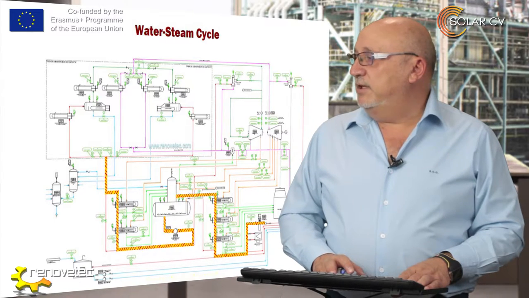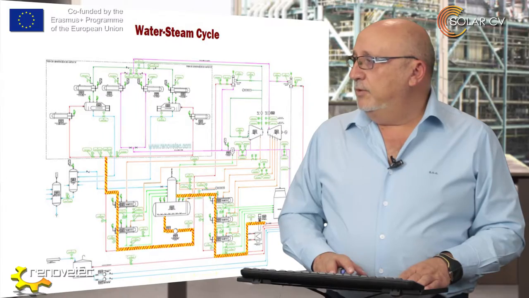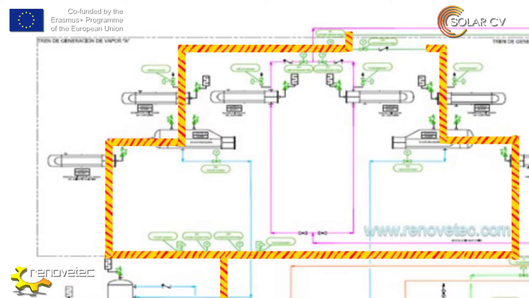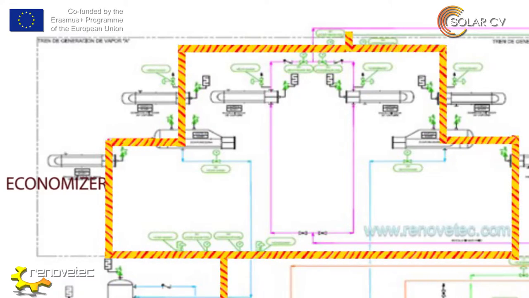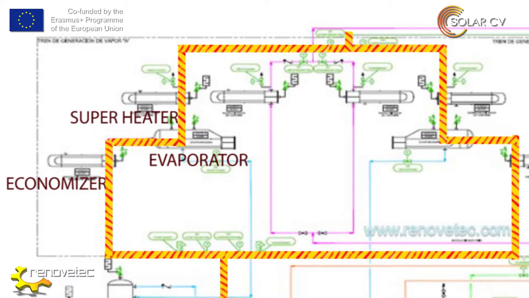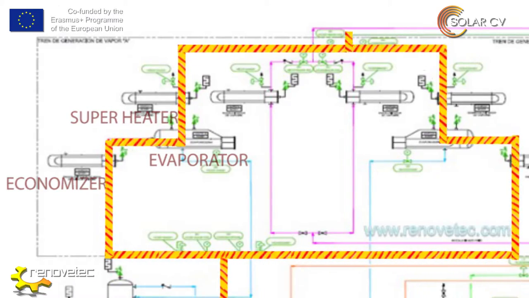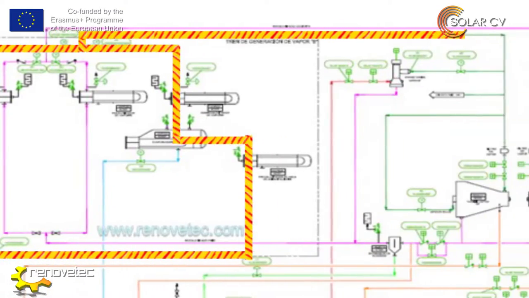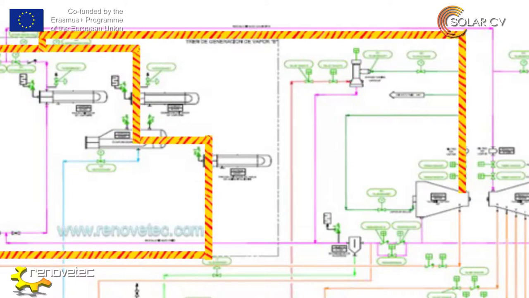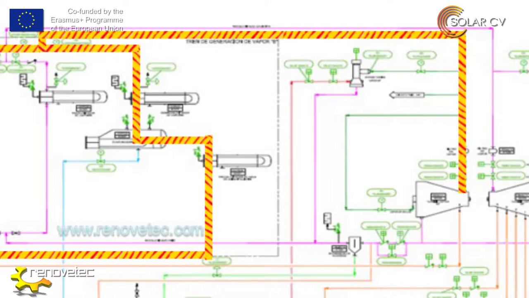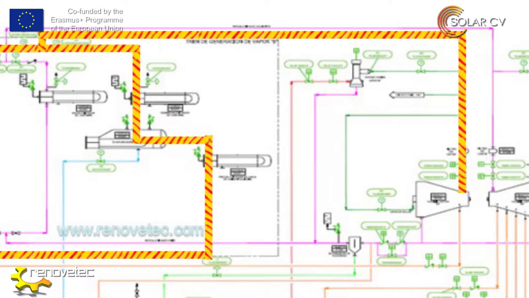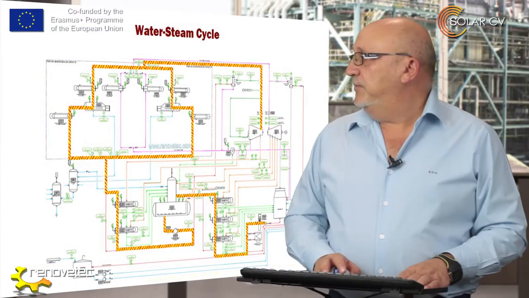And increasing the temperature here, we go directly to the economizer. Here we need to cross the economizer, the evaporator, the superheater, and for this line we go to the steam turbine. Before reaching the steam turbine, we have the bypass valve, a filter and the regulation valve at the entrance of the turbine.